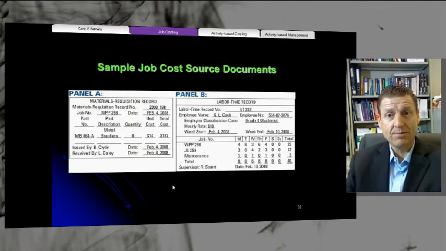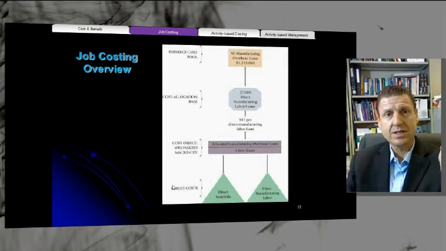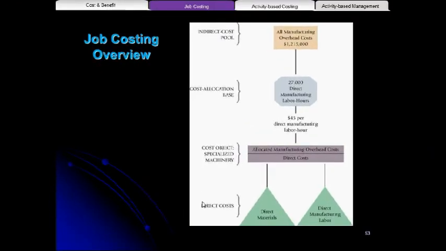We have various job source documents to find out where the cost comes from. These are material costs source documents. And then there we have the job costing overview. As I said, we're allocating a total of 27,000 direct manufacturing hours as the denominator, and we've got all these costs of $1.215 million. We divide by that 27,000 and we get that $45 per unit. And then we use that to allocate to particular jobs based on how many actual manufacturing hours a particular job used.